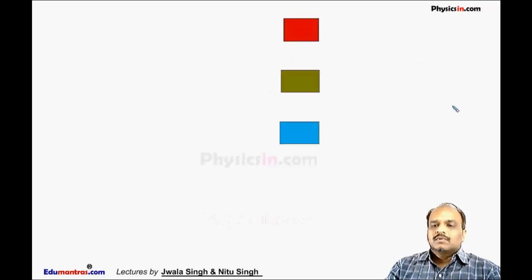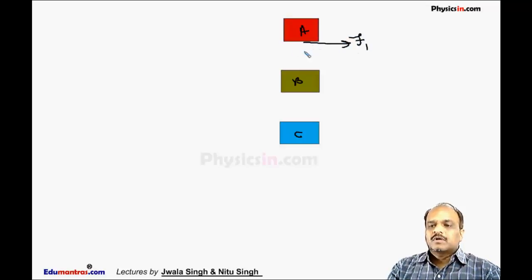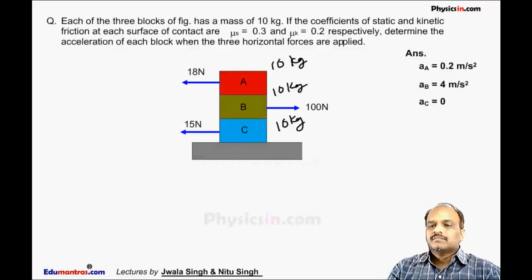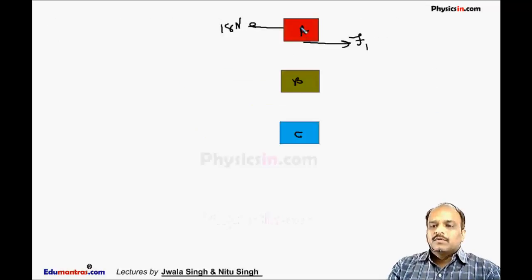Now first, this is the free body diagram of blocks A, B and C. The friction force on the first block will act in the forward direction, and this force is 80 Newton. The weight of this block is 100 Newton, which will act in the downward direction. The normal reaction here is N1.